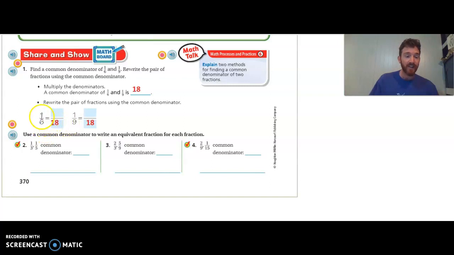6 times 3 makes 18, so then I have to do the same thing up top. 1 times 3 is going to give me the equivalent fraction. 1 times 3 is, of course, 3. Okay, and then 1/9, how many 18ths? 9 times 2 would make 18, so 1 times 2 makes 2. So there's our equivalent fraction. All right.